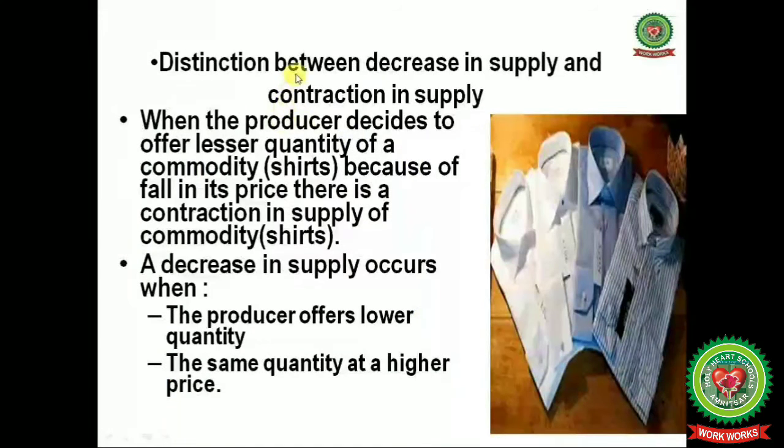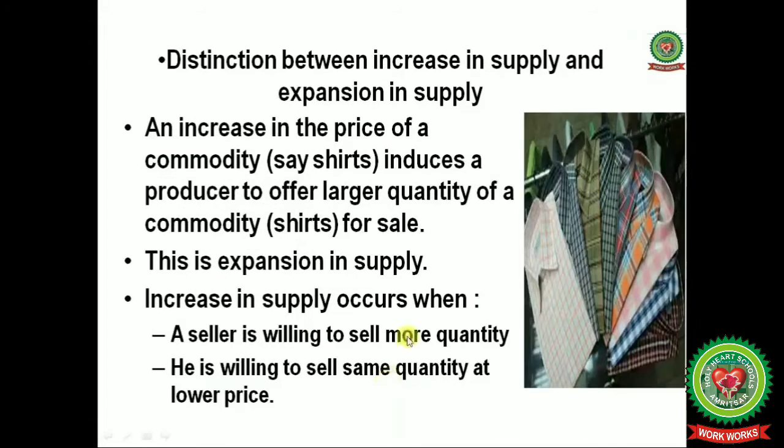Next one is distinction between decrease in supply and contraction in supply. When the producer decides to offer a lesser quantity of a commodity, say shirts, because of a fall in its price, there is a contraction in supply of that commodity, that is shirts. A decrease in supply occurs when the producer offers a lower quantity, or the same quantity at a higher price.